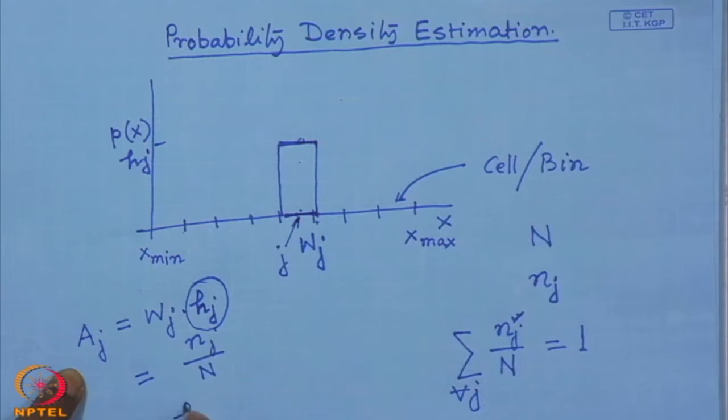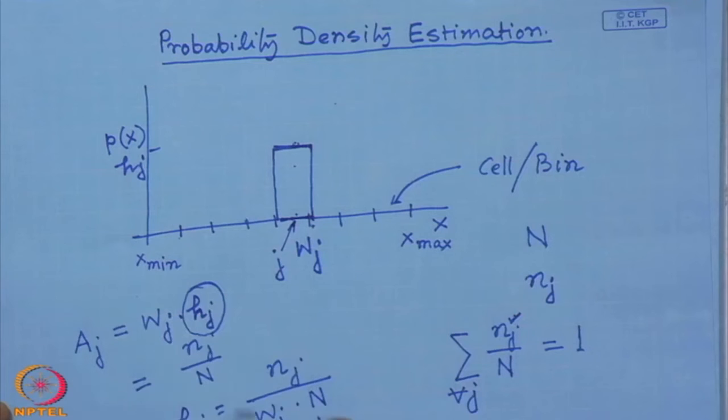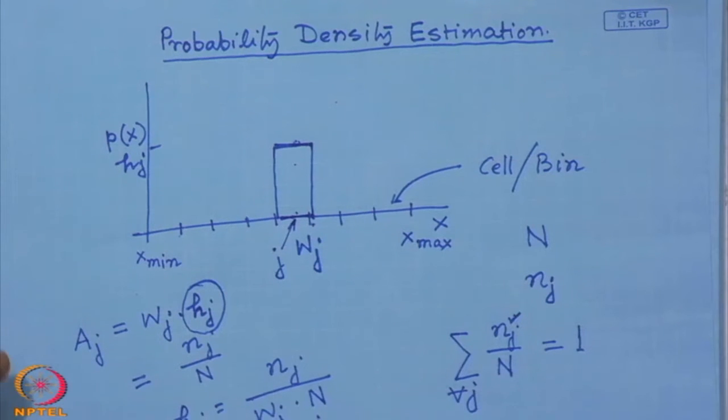So, I get the value of h j, which is nothing but n j upon w j times capital N, where w j is the width of the jth bin, capital N is the total number of samples that I have, and n j is the number of samples, out of this total number of samples, which fall under this jth bin. Okay. So, this is how we can estimate the probability density function.